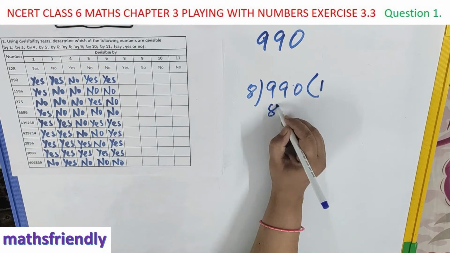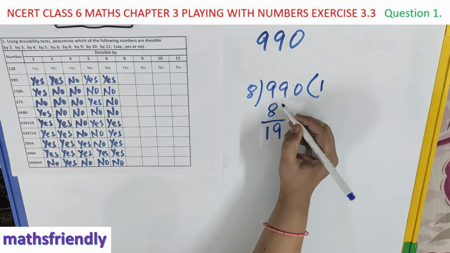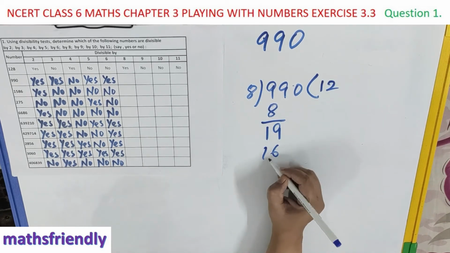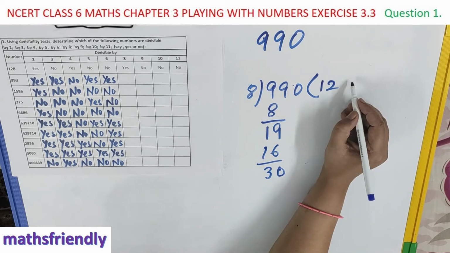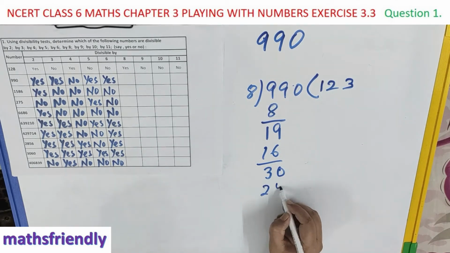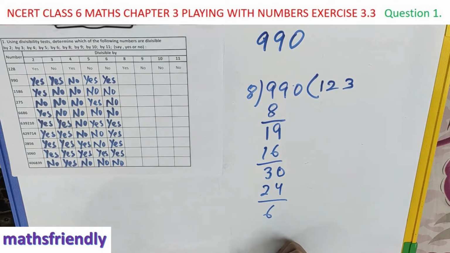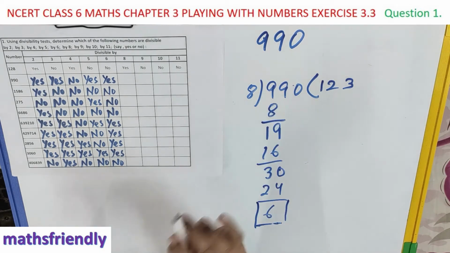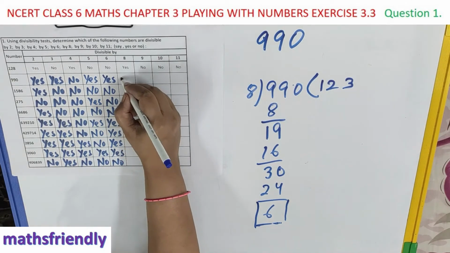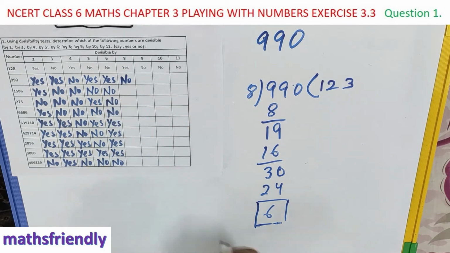So, 8 ones are 8, 1, 9, 8 twos are 16, 3 is the remainder and this 0 comes down, 8 threes are 24, 6 is the remainder. So what are we getting? We are not getting the remainder 0, we are getting a remainder other than 0. It means this number is not divisible by 8 because we are not getting the remainder 0. Okay, so we will write no.